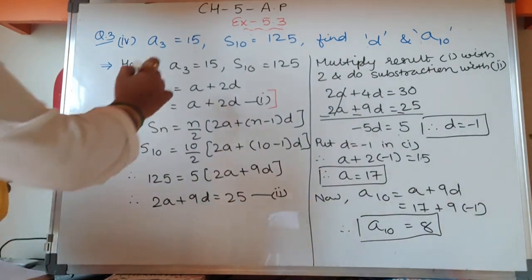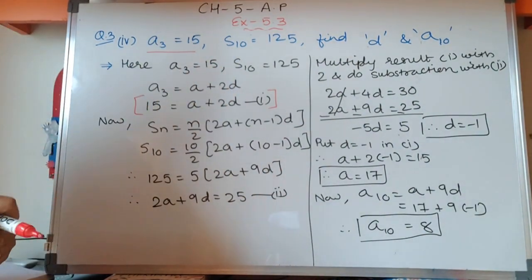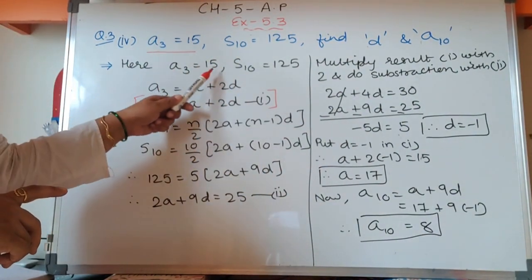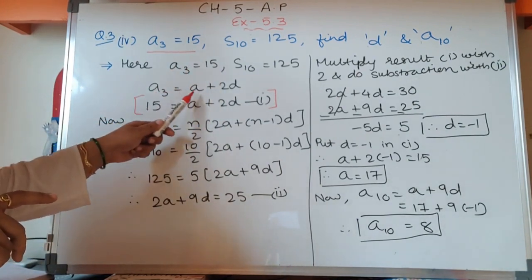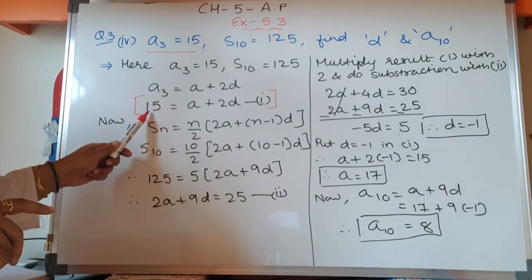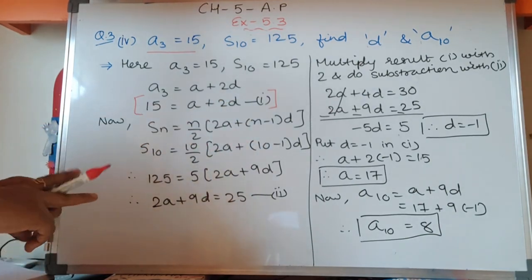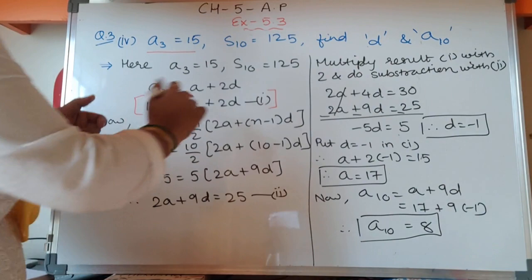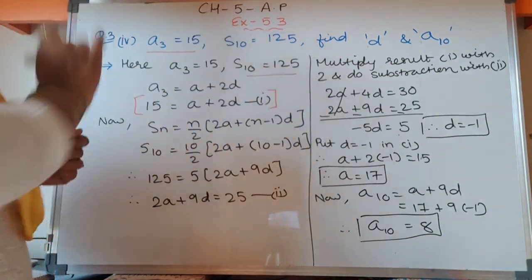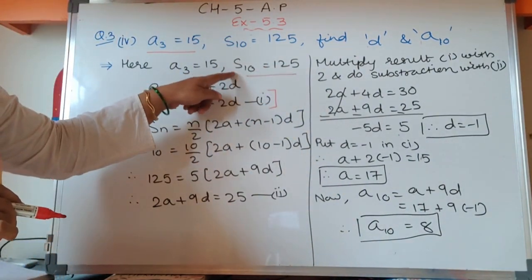So first of all we are going to use this a3 is equal to 15. a3 is a plus 2d. Therefore 15 is equal to a plus 2d. This is our result 1. Now move forward to make use of S10.